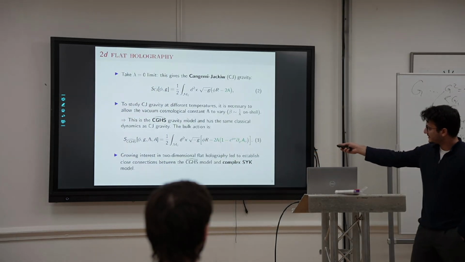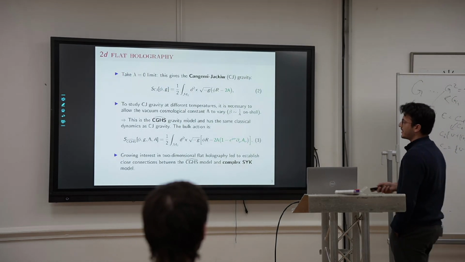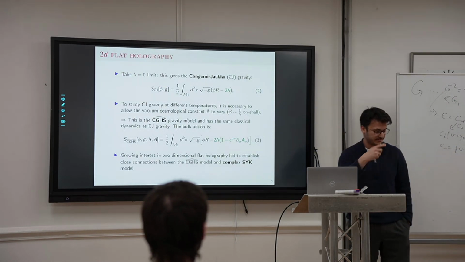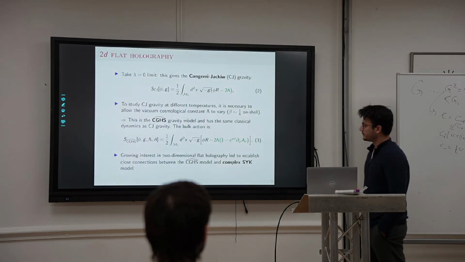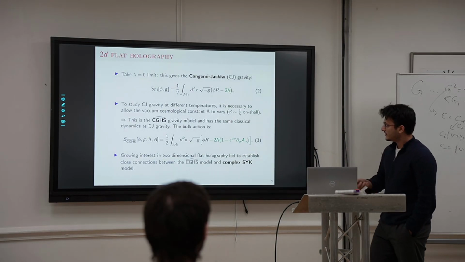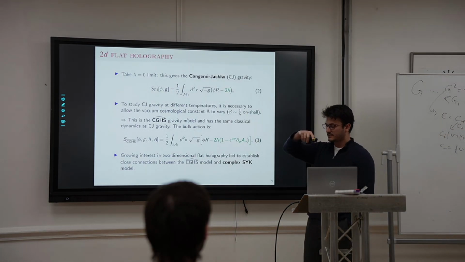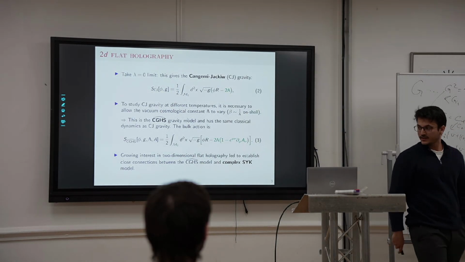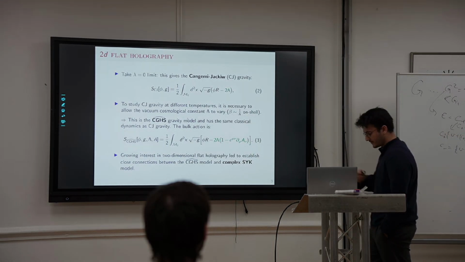We will explore all these in the coming slides, and how they arise from BF type theories and the underlying structure group. As I said, this 2D flat holography is basically connecting the CGHS-hat model with the complex SYK, just like JT gravity is connected with the SYK. And the complex SYK has an extra U(1) global symmetry in the theory.